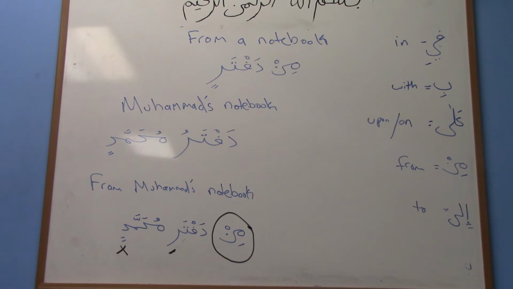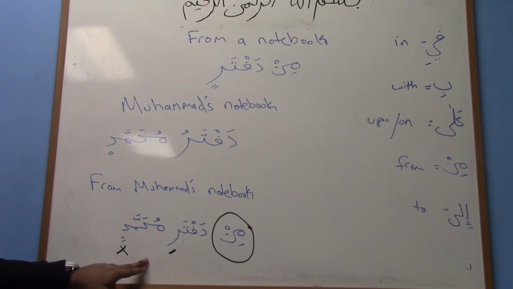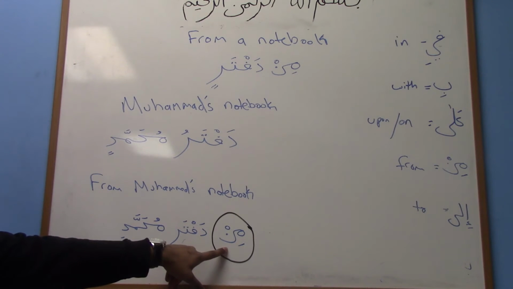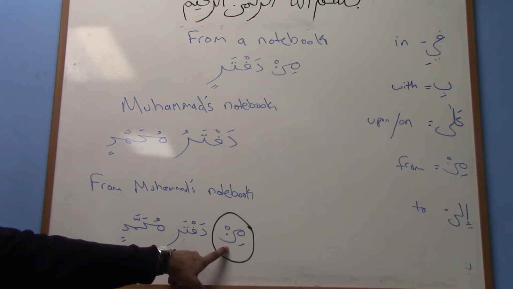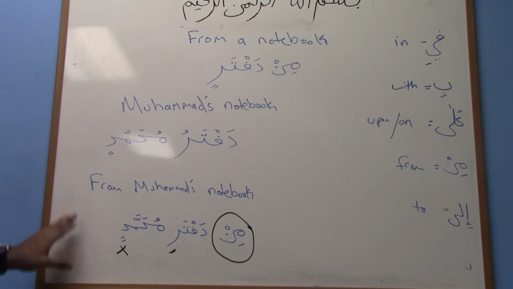If it was two separate words, daftarun and Muhammadin, then you would change it to daftari Muhammadin. So all you're doing now is saying from Muhammad's notebook. Min daftari Muhammadin. Nothing changes except the dhamma. Why is it changing? Because the harf is there now. If the harf wasn't there, it would look like what we just learned.